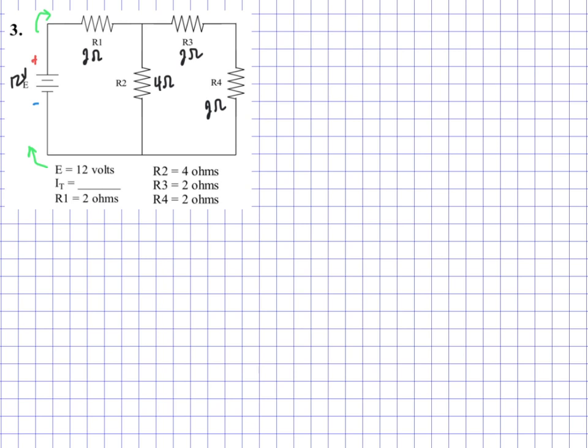And what we're going to do is we want to find out the total circuit equivalent resistance, because then we could solve for the total circuit current. So the very first thing you can do is we're going to rewrite this again. I'm going to just rewrite it down here below a little bit.